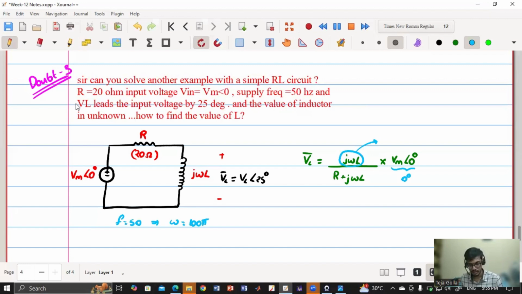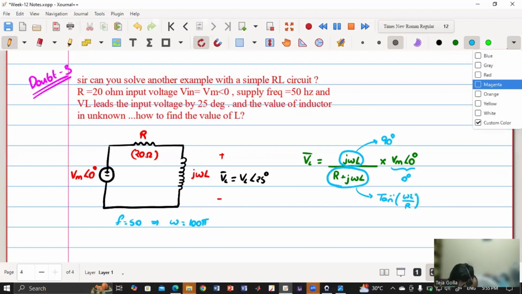Ninety degrees, yes. So this is 90 degrees. And what is the phase of this one? Tan inverse of omega L by R. Yes. Tan inverse of omega L by R. So what is the overall phase? 90 minus tan inverse of omega L by R.